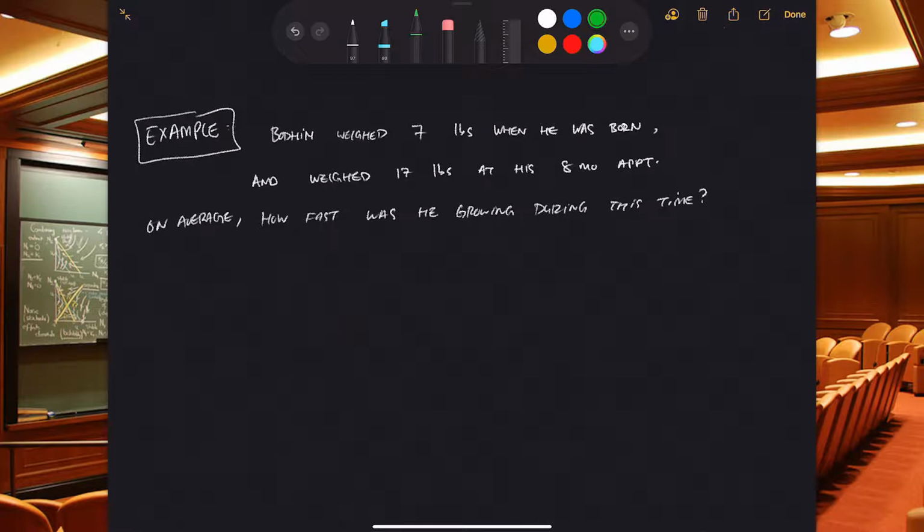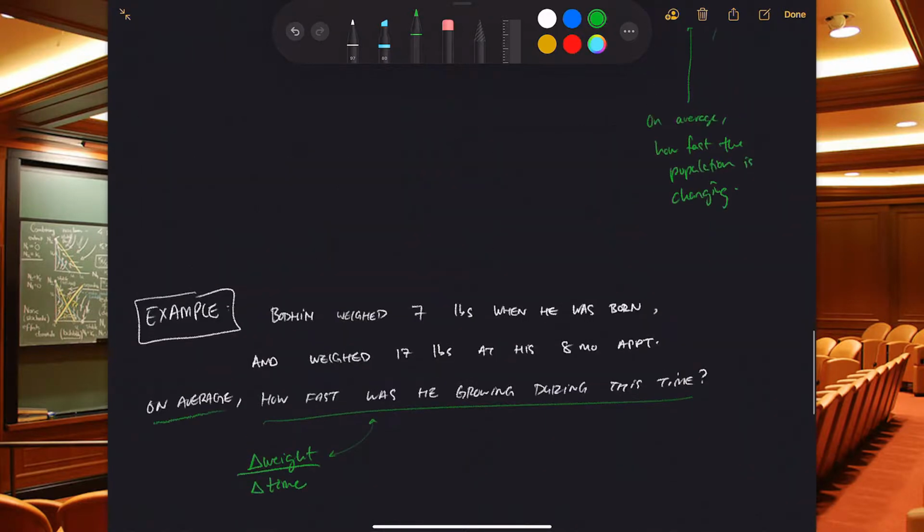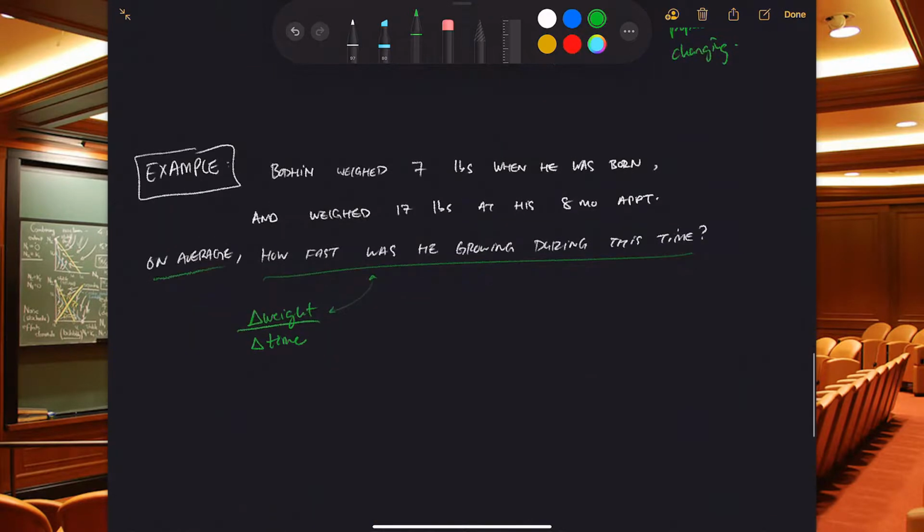So a few things to note. This on average, why is this here? Well, maybe we'll unpack that in a little bit. But we're asking about how fast was he growing, which means we're talking about the change in weight over the change in time. Right? That dictates from here. How fast was he growing during this time is the measurement or the comparison of the change in weight versus the change in time. That tells us how fast.